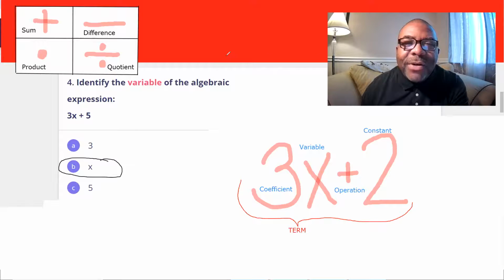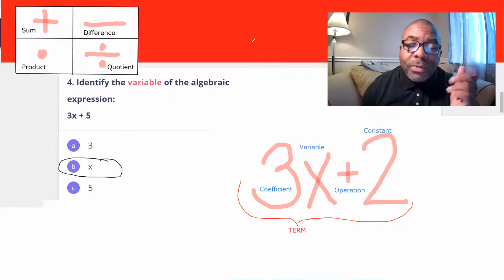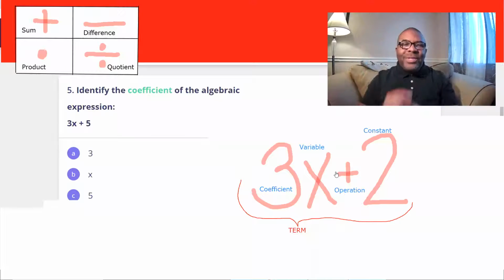Yes, because we know that a variable is a symbol or a letter, right? So would it be 3x or 5? Well, we know it's x. All right. Yeah, I was trying to trick you. Some of you fell for it. Most of you didn't. Here's a nice one.